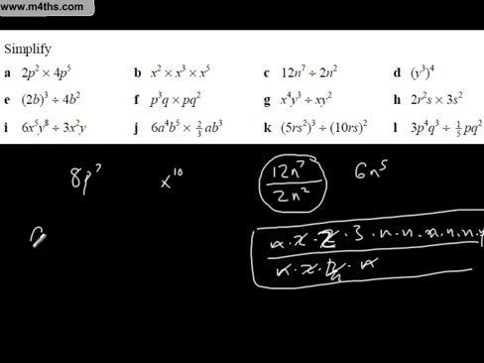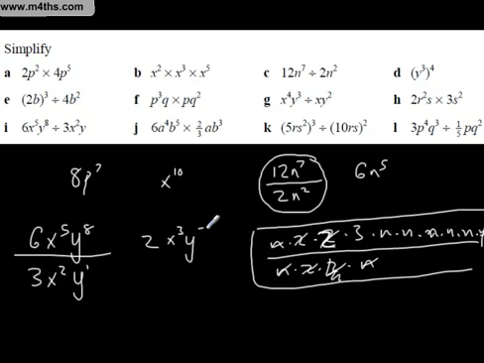Let's look at this one. If we put this on top, 6x to the 5th, y to the 8th, all over 3x squared y, and if you need, y to the 1st. This will cancel down to give us 2. X to the 5th divided by x squared will give us x to the 3rd. We're subtracting the powers. 8 minus 1 is 7, so we get y to the 7th.